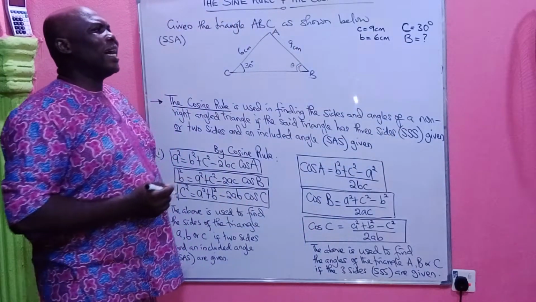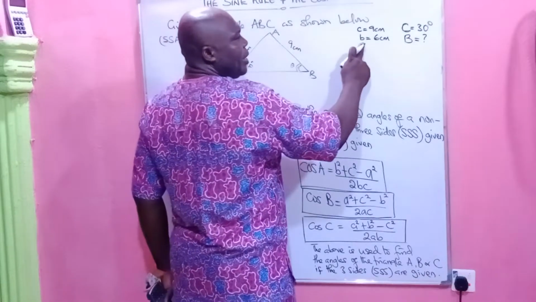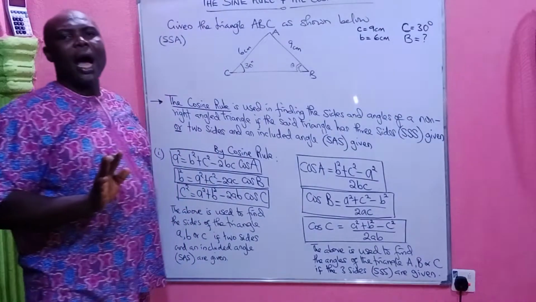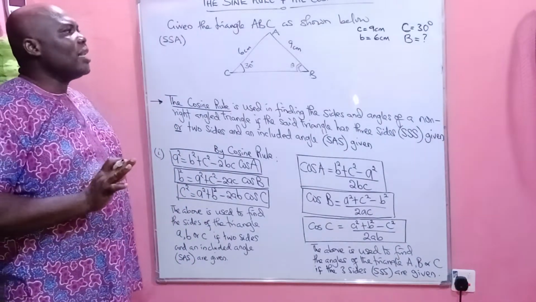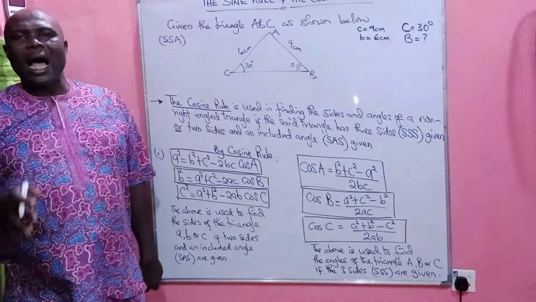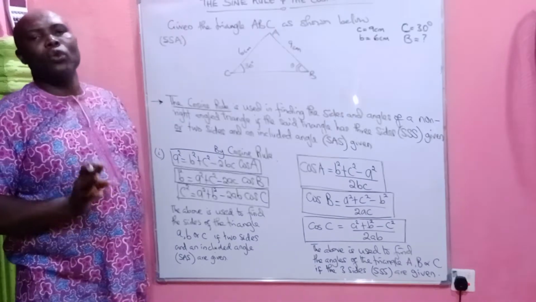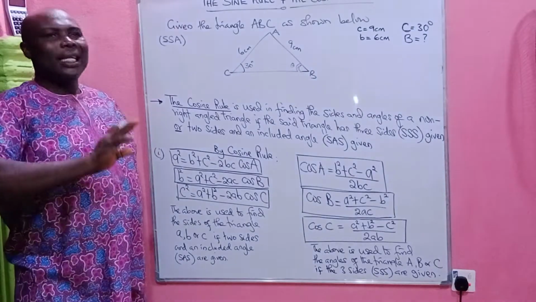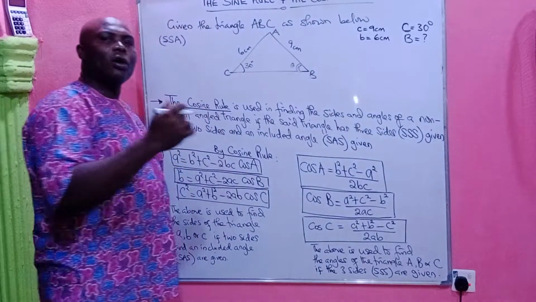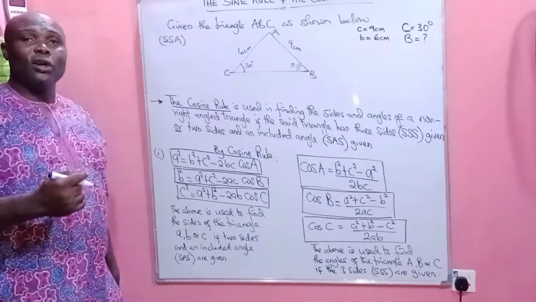Now, if you look at it, you will see that what we have is in terms of big B, big C. So it means that because we've been given SSA, two sides and one angle, from the notes I've given you, you know that you are to use the sine rule. You are definitely to use the sine rule. Now, understand that by the sine rule, you have a over sine A is equal to b over sine B, which is equal to c over sine C.